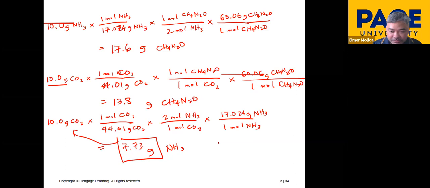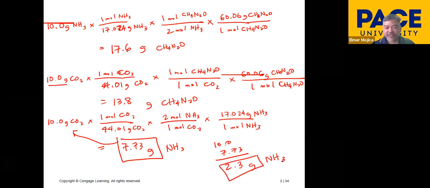And if you want to determine the excess, all we need to do is subtract 7.73 from the 10 grams, which tells you that there's around 2.3 grams of ammonia that remains unreacted. Analyze. We're almost done with the chapter.